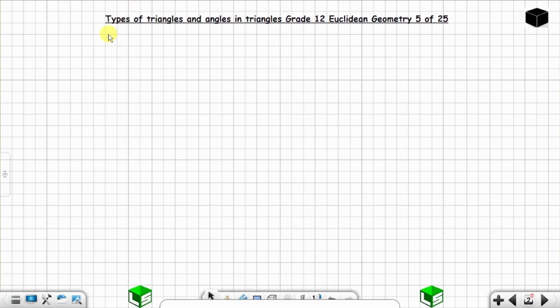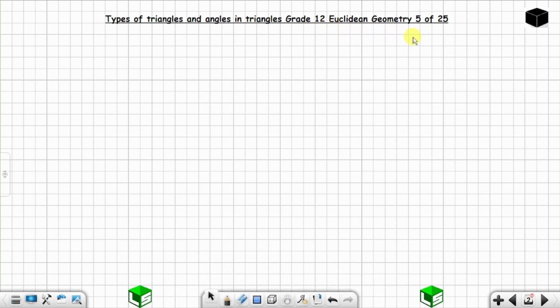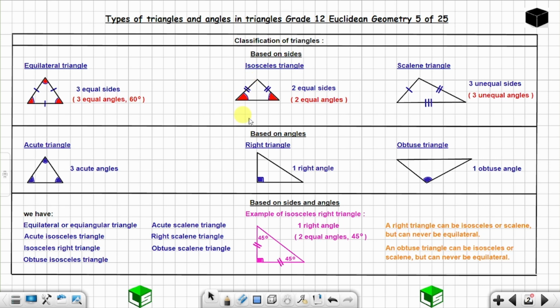Okay friends, today we are going to see the types of triangles and angles in triangles. Okay, Euclidean Geometry part 5 of 25. Okay, I have this. So types of triangles.